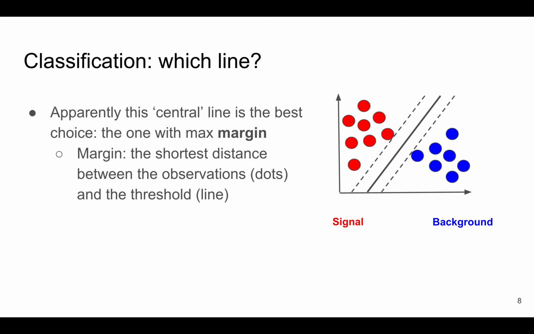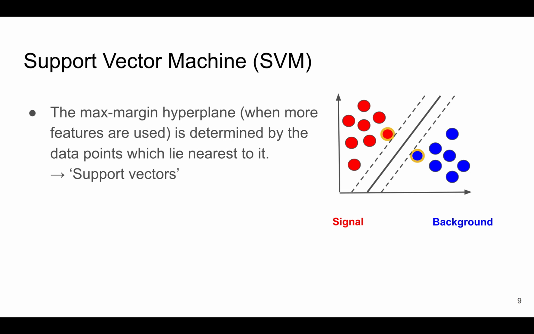This is a line that has the maximum margin, where the word margin means the shortest distance between the observations, meaning the dots, and the threshold, meaning the line we use to classify. This is called a support vector machine or SVM. This is because the line, or when more features are used, the hyperplane with the maximum margin is determined by the data points which lie nearest to the hyperplane. These points, like the two dots highlighted on the plot, are called support vectors.